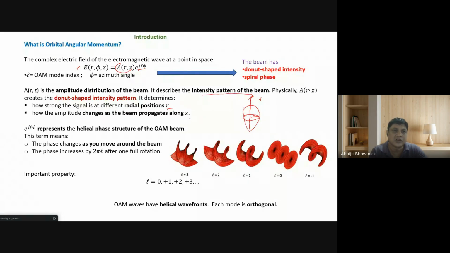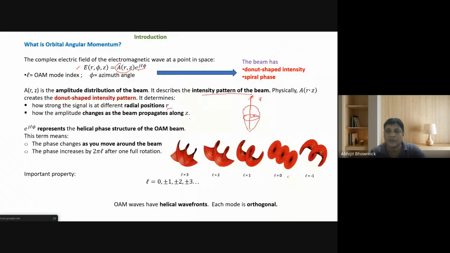Whereas e to the power j l phi is the helical phase structure. It describes how the phase changes when the beam is moving. Already I told you that the value of l may be 0, plus or minus 1, and so on, so a different helical structure of the beam is given. When l is equal to 0, this is the structure of the beam. When l is equal to 1, you can see only one rotation. This is anti-clockwise, and this is clockwise for l equal to minus 1. Similarly, l is equal to 2, l is equal to 3.